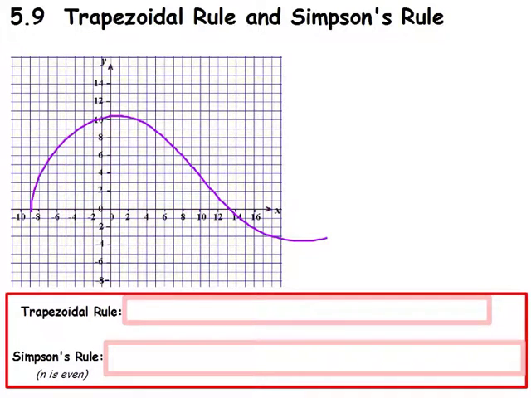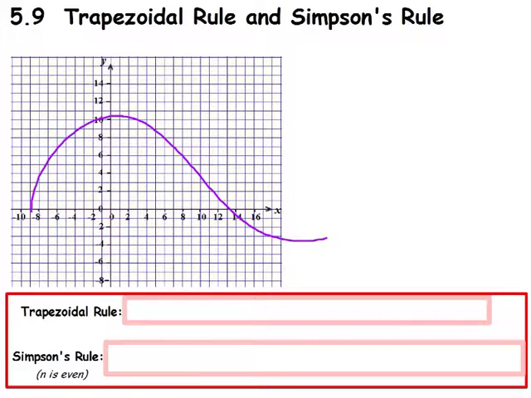Okay, guys, section 5.9 is probably one of the easiest sections to do, but instead of just giving you the formulas for the trapezoidal rule and the Simpson's rule, I at least want to try to derive the trapezoidal rule for you.